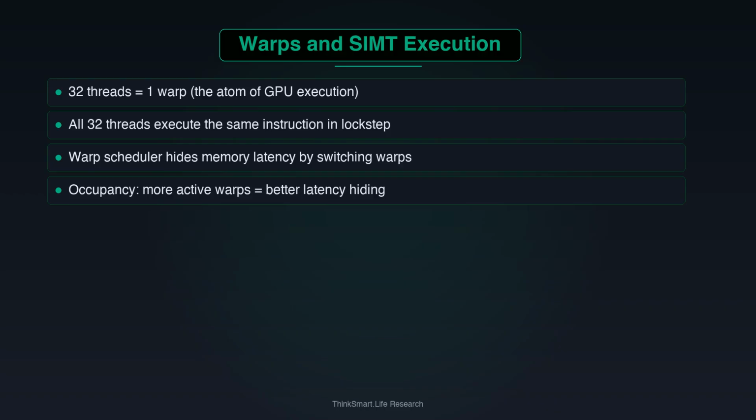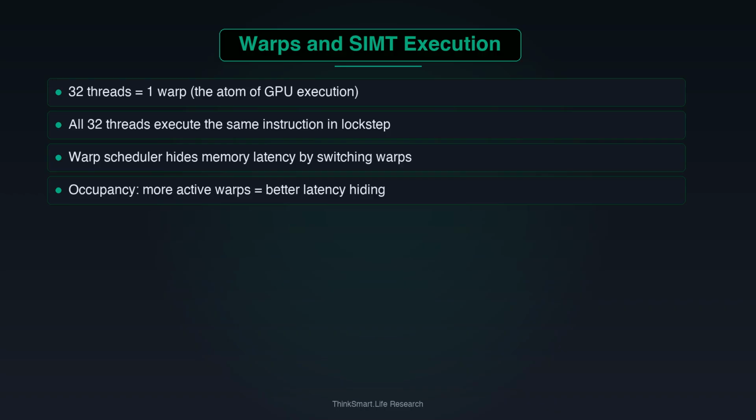When a warp issues a memory load that takes hundreds of cycles to return from VRAM, the warp scheduler doesn't stall. It switches to another warp that's ready to execute. When memory returns, the original warp gets scheduled again. This is latency hiding via warp switching, the GPU's killer feature. As long as enough warps are in flight, memory latency becomes invisible. The fraction of warps that are active relative to the maximum is called occupancy, and maximizing it is the core challenge of GPU kernel optimization.